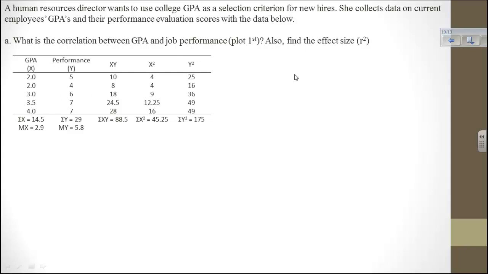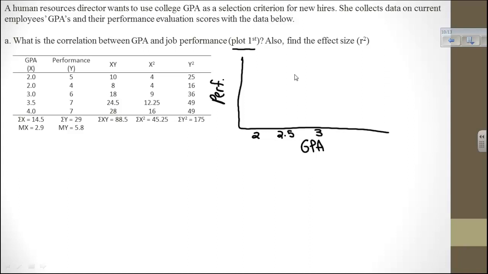So I'm going to write down my formulas to figure out the correlation after I plot it in a scatter plot. So GPA and performance. We have a range between 2 and 4, so let's do 2, 2.5, 3, 3.5, and 4. That makes sense based on the values I'm given. Performance ranges from 4 to 7, so let's just do 4, 5, 6, and 7.